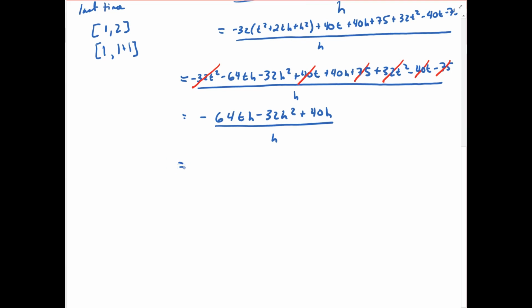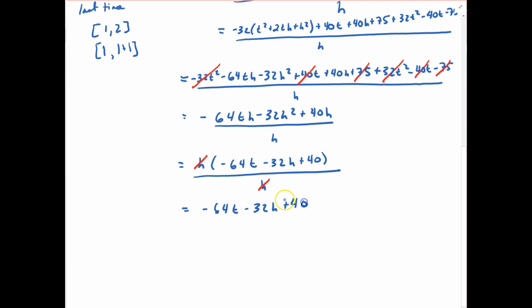And what can we do? We can go ahead and notice that each term in the numerator has a common factor of h. So let's go ahead and pull that common factor out. So we factor that common factor of h, and now we can say that these two h's divide out. And so we're left then with minus 64t minus 32h plus 40.